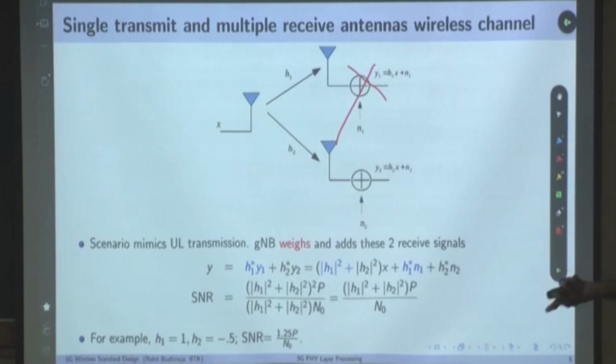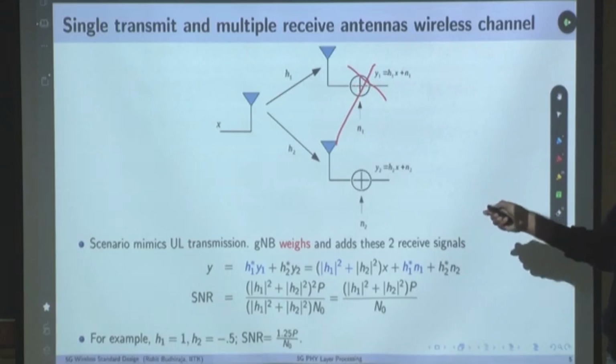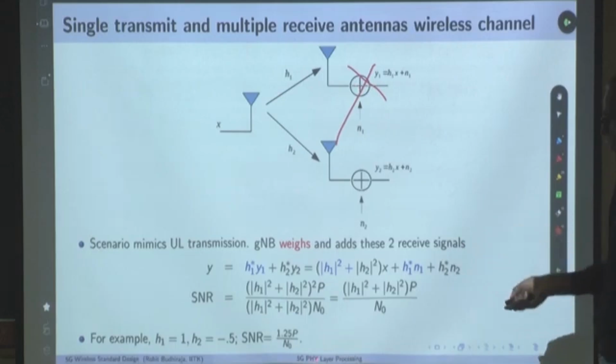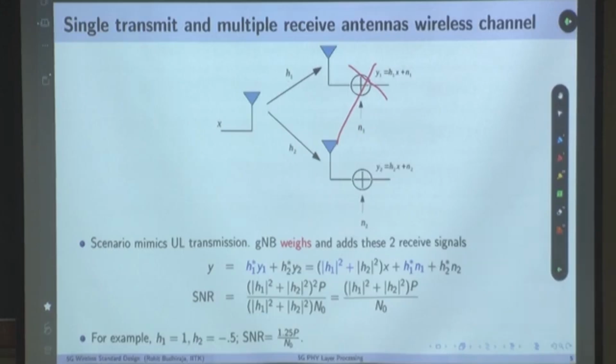That is what keeps happening. That is why you use multiple antennas, one big reason, so that wherever you are, the base station is able to get a reasonable SNR so that it can decode your signal. I have not increased P, I have not reduced N naught, I have not done anything, P by N naught remains the same. What are you doing? You have one additional signal which you are receiving, which is much stronger than this signal. So, you are getting this.